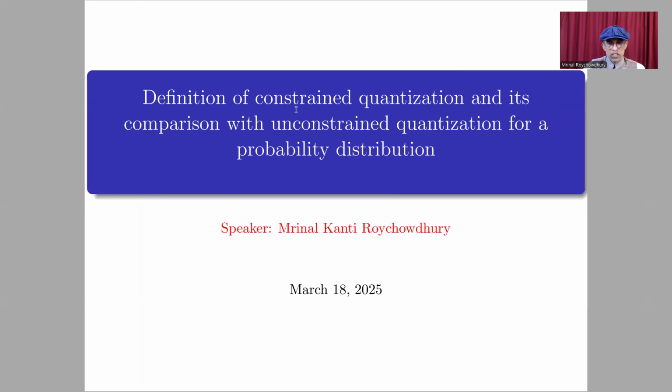Today I am going to talk about the definition of constrained quantization and its comparison with unconstrained quantization for a probability distribution. First, let me tell you, if we say quantization for a probability distribution, what does it mean? What does it involve? It involves four different things: nth quantization error, optimal sets, quantization dimension, and quantization coefficient for the probability distribution. Constrained quantization means those four things in the constrained scenario, and unconstrained quantization means those four things in the unconstrained scenario, that is, when there is no constraint.